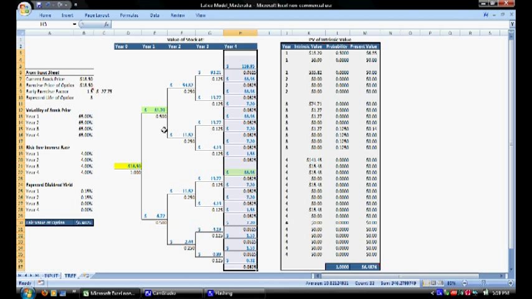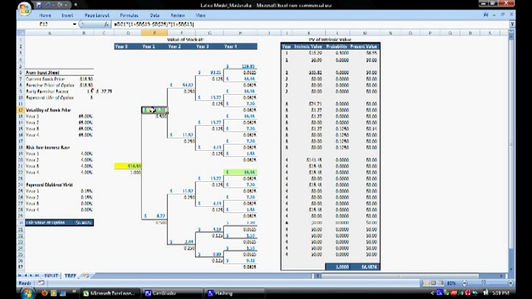The calculations here are relatively straightforward. You simply take the prior year stock price estimate and multiply it by 1 plus the interest rate minus the dividend yield, and then multiply that value by 1 plus or minus the volatility rate. Now let's take a look at the intrinsic value calculations.